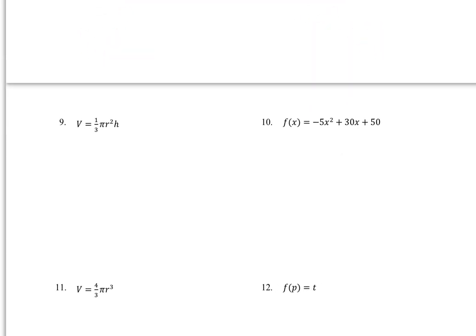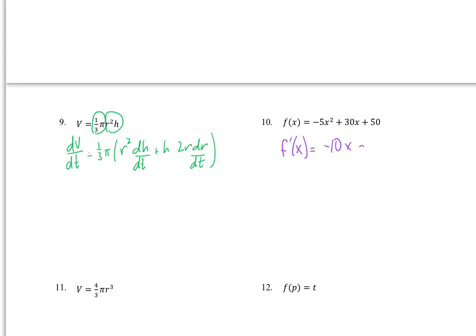Here we go. Again, these are all very, very similar, just a lot of practice. This is a constant. I'm going to bring it down. This is going to be the product rule. Over here, f prime of x, negative 10x dx dt.